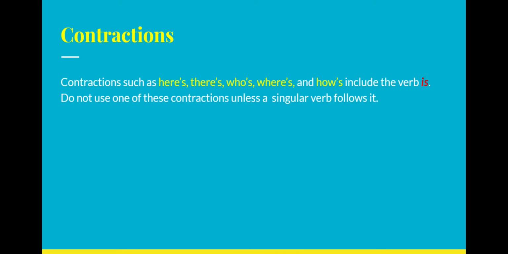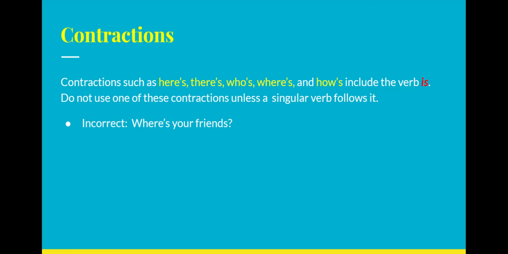However, this can get tricky when we have contractions. So the rule is contractions such as here's, there's, whose, where's, and how's all include the verb is, which is a singular verb, right? Here is, there is, who is, where is, how is. Those all include that singular verb is. So you do not want to use one of these contractions unless you have a singular subject that follows it.